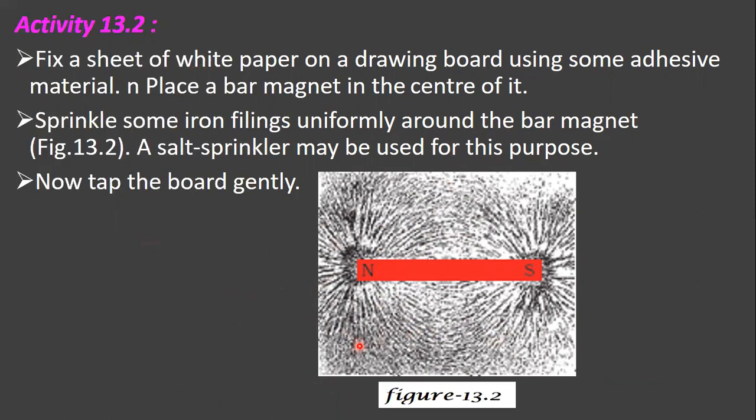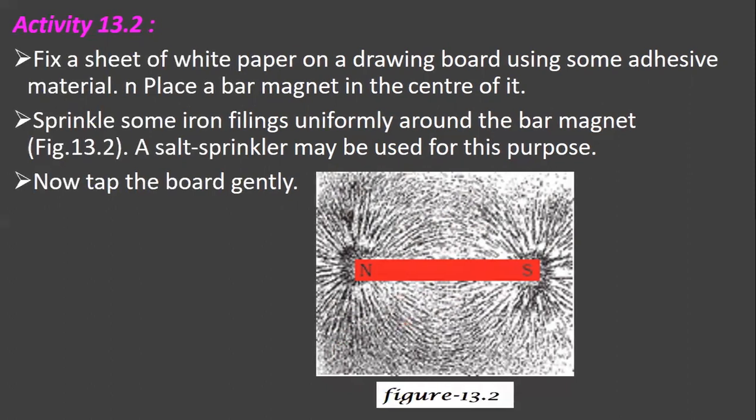What will happen, children? See, when you tap the board, the iron filings arrange themselves in a pattern as shown in the figure here. See children, when you tap the board slowly, the iron filings will be arranged in a pattern as shown in the figure here. And why do these iron filings arrange in such a pattern?